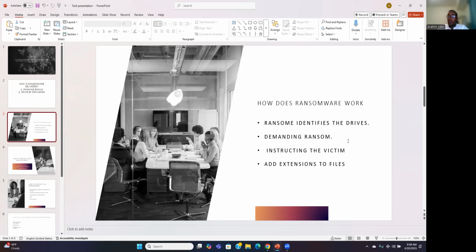So what are the symptoms that can show you that your computer or your files were breached? They usually add an extension to the files, and some of those extension names are, for example, after the file name, there is .aa, .encrypted, .xyz, and many more extensions to those files.